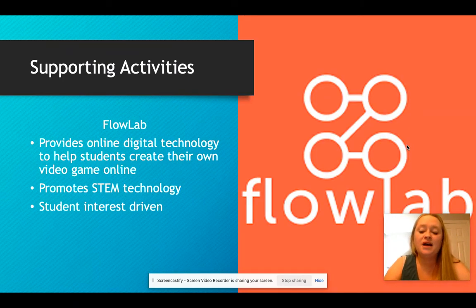Supporting activity for technology is called Flow Lab. This is more of a fun, interactive lesson. It provides online digital technology to help students create their own video games online. It promotes STEM technology and it's student interest driven. So it's an online website that schools are free to schools or to purchase where students will design their own video games.